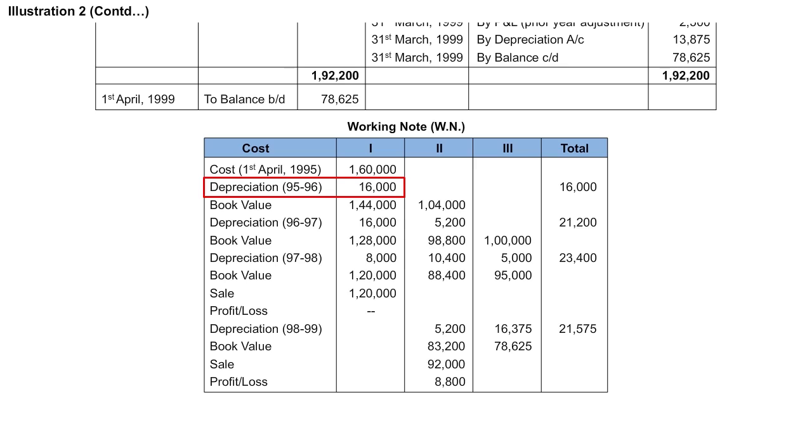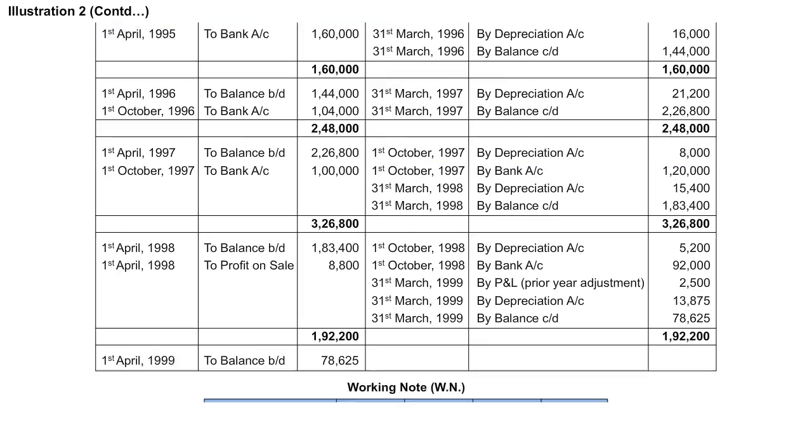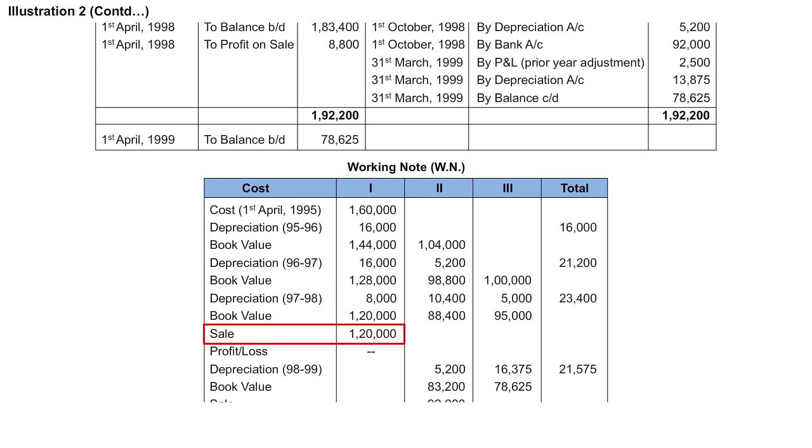Because in the third year you have used it only for 6 months, so it will be half of 16,000, so 8,000. So first you will charge the depreciation account debit 8,000. It is sold for 1,20,000. So once you deduct depreciation from 1,28,000, your book value is 1,20,000, and it is sold for 1,20,000.